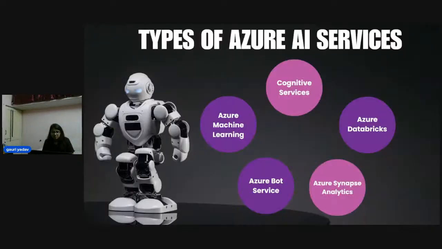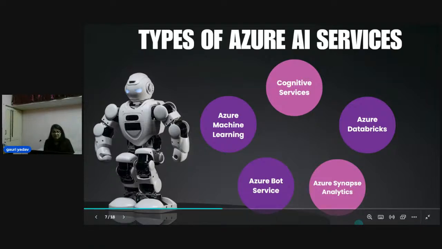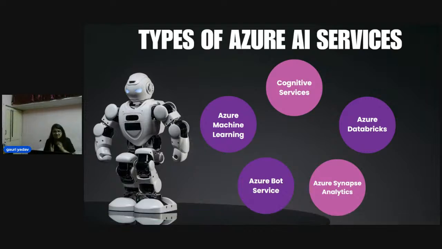Now let's have a look at types of Azure AI. Azure AI services have vast services for AI, but today we'll talk about these five services. Let me quickly tell you what they are. First, we have Cognitive Services, then Azure Machine Learning, then Azure Bot Service, then Azure Synapse Analytics, then Azure Databricks. Now let's have a small breakdown of what these services are.